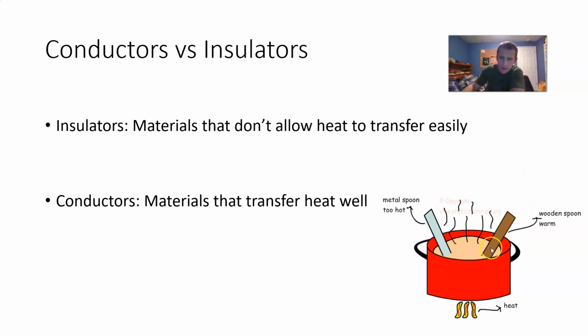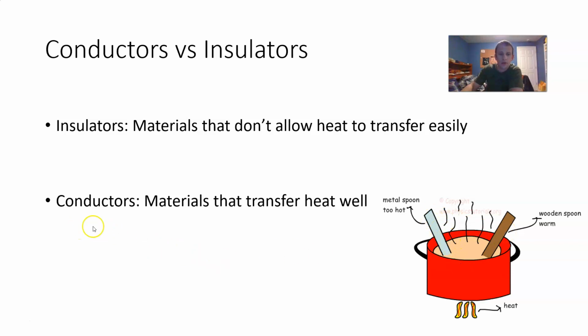Now, if you grab this wooden spoon, the handle is going to stay relatively cool. That's because the heat does not move up the wood very easily because it's an insulator. It is a very poor conductor of heat. Heat won't move through it very easily, therefore we would call it an insulator.